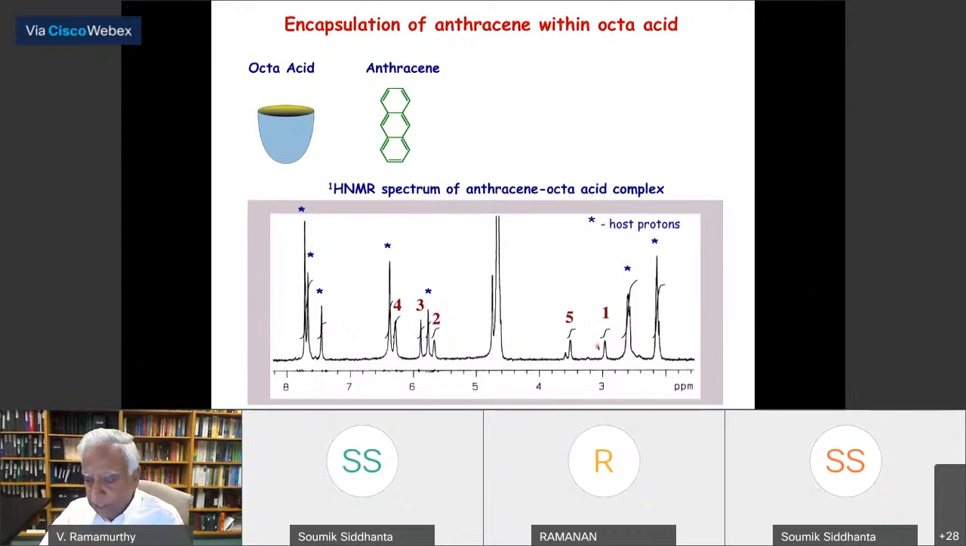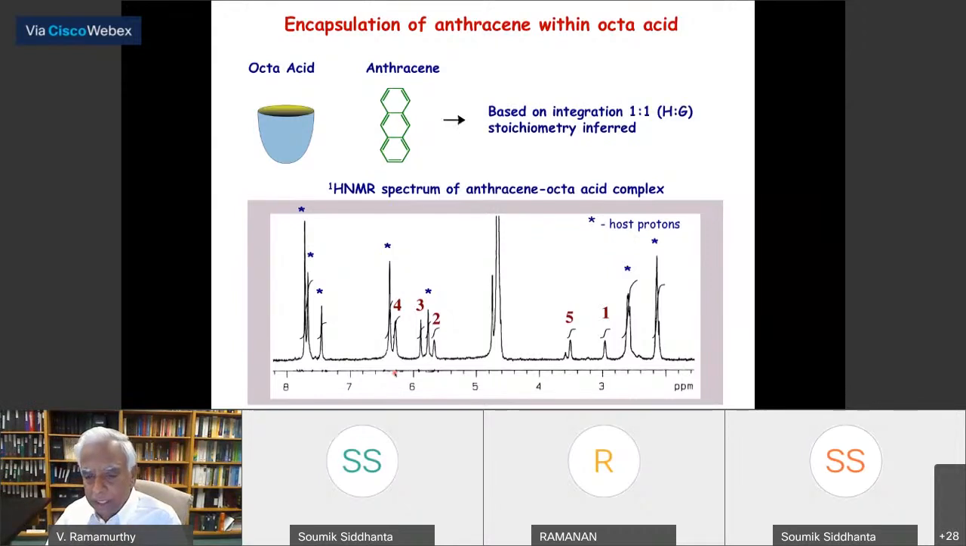And if you look at the guest peaks, if you study a little bit of NMR, aromatics are supposed to come somewhere in this region, 7 to 8. And you see here, all the peaks are between 3 and 6.5. So everything has completely shifted upfield. So that tells you something. That's the first thing that tells you the molecule is not in water. It is inside the octacid.